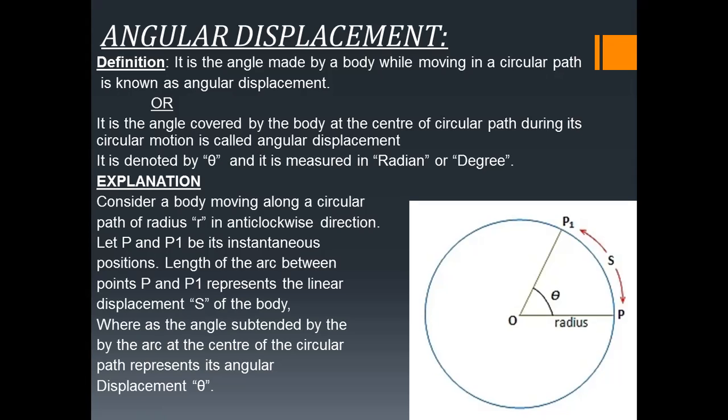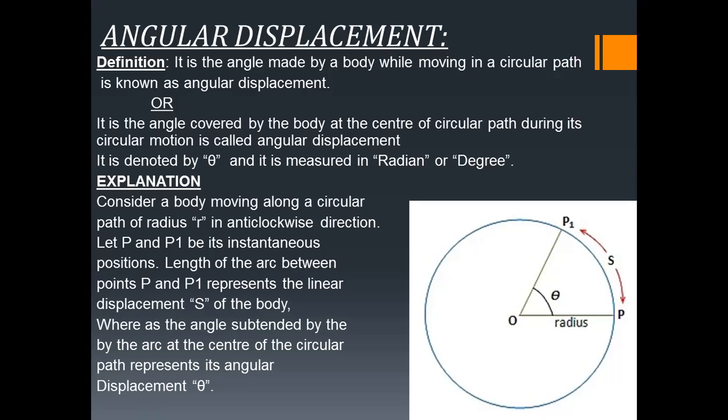So normally we have already discussed linear displacement. It is the smallest possible distance covered by the body in a particular direction, that is called linear displacement. But here the case is different, because the path is already mentioned, which is a circular path. We can say it is a circular motion of the body when it revolves or rotates in a particular direction, that should be called angular displacement.